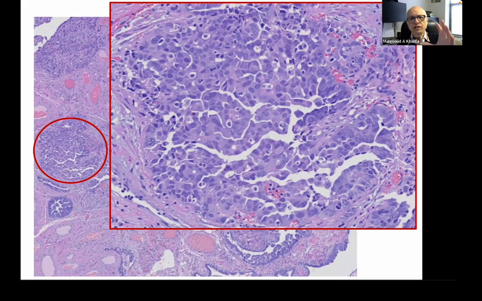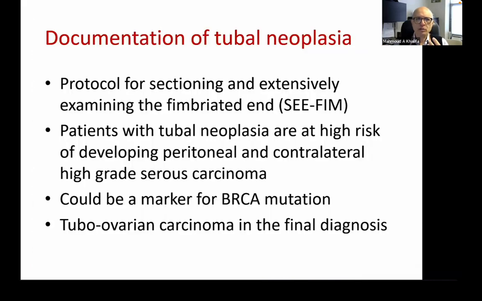So the purpose here is just to show you the progression from STIC to invasive serous carcinoma. Why is this important? Recognizing this entity is important because now we have to follow a certain protocol for cutting the fallopian tubes. It's called the protocol for sectioning and extensively examining the fimbrial end, or SEE-FIM for short.